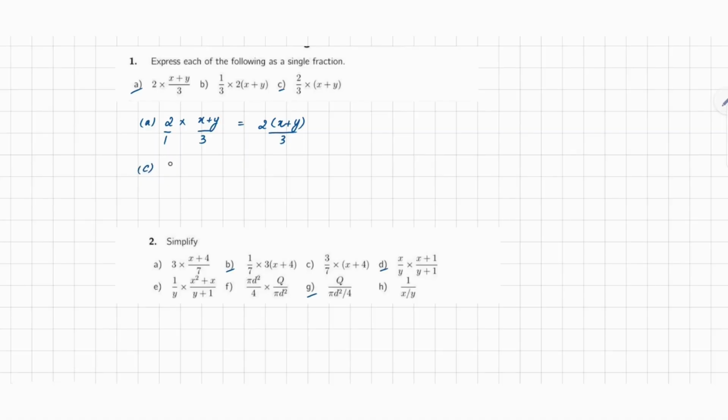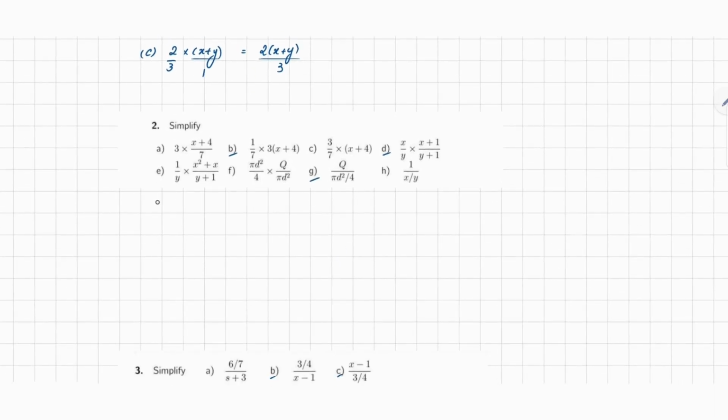Next, let's do question C. We have 2 over 3 times (x plus y). Here, 2 over 3 is a fraction. X plus y is in the numerator, and we have 1 in the denominator. So we multiply the numerator with the numerator. We have 2 times (x plus y) over 3. And this is how we express the following expressions in a single fraction.